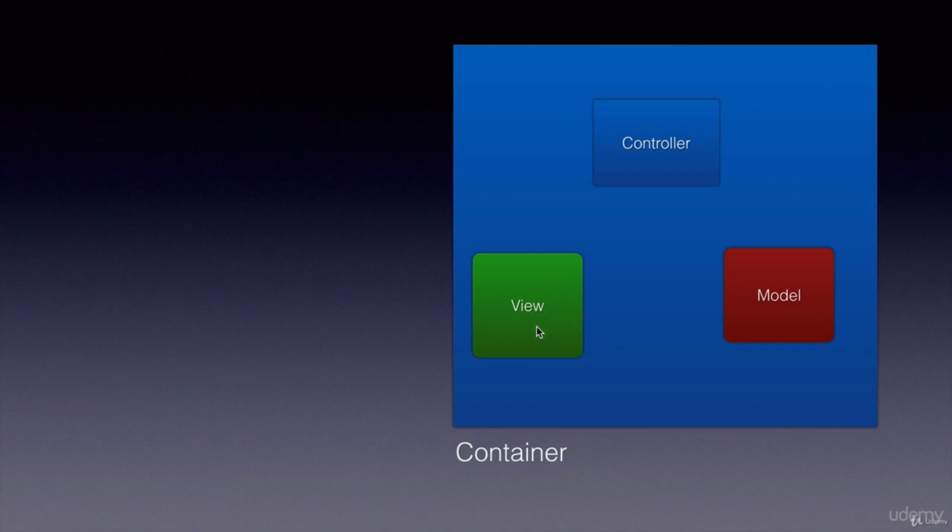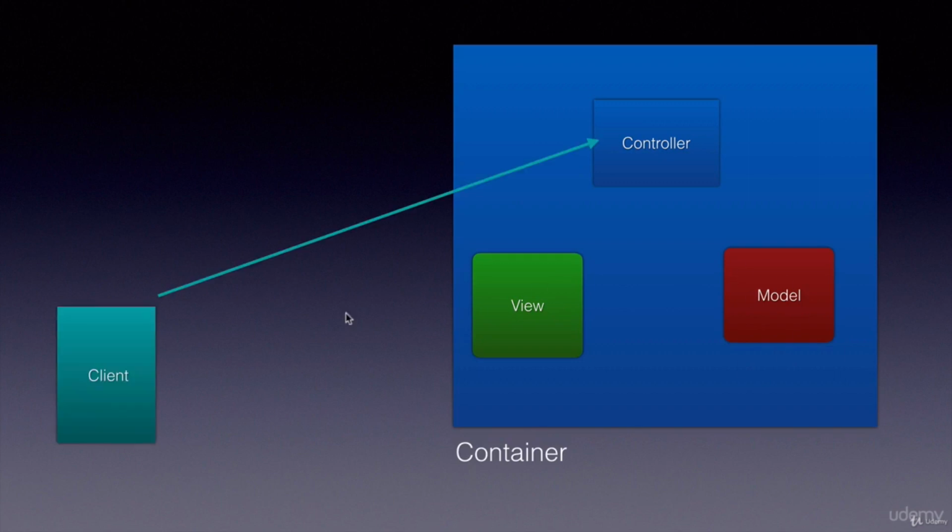The view is responsible for displaying the current model to the end user. So it will paint or generate an HTML output and send it back to the browser. The controller acts as a glue between the view and the model. So it is responsible for selecting the appropriate model to serve the appropriate request.